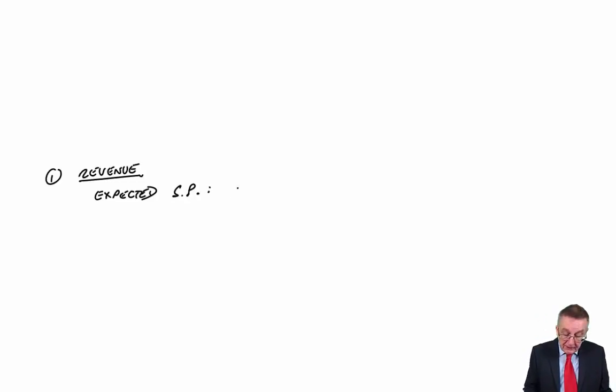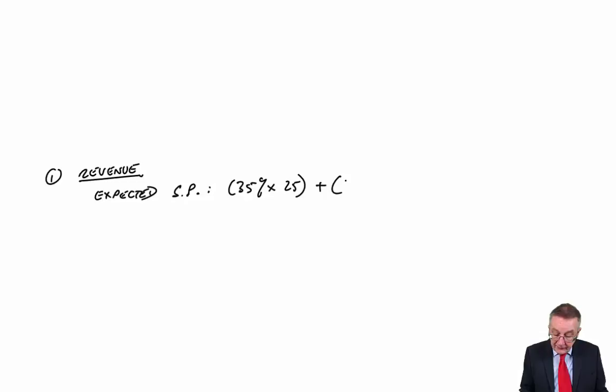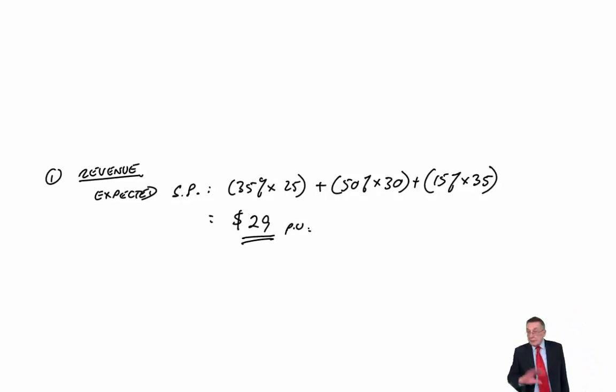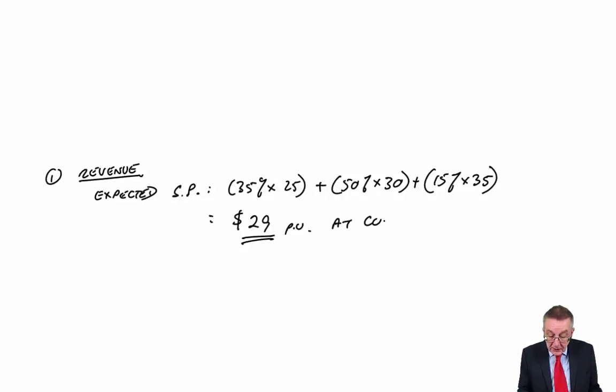Standard expected values. So it's 35% of 25 plus there's a 50% probability of it being 30 plus a 15% probability of it being 35, which gives me an expected price of 29 per unit. And I can now forget all the uncertainty. This is what the question told us, it's now 29. But that is at current prices.